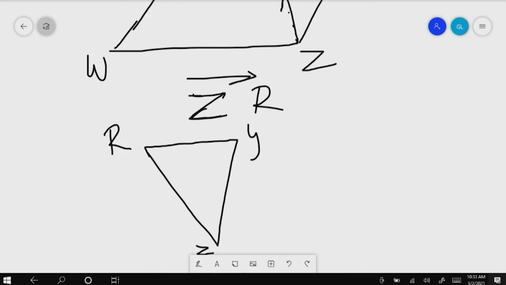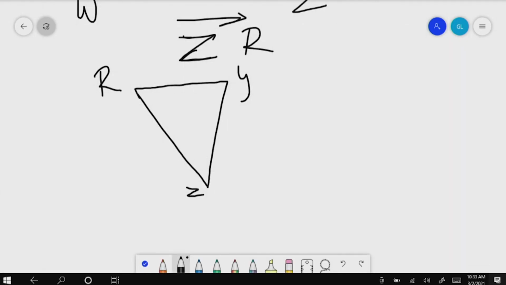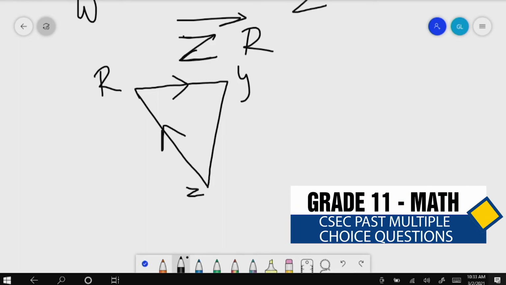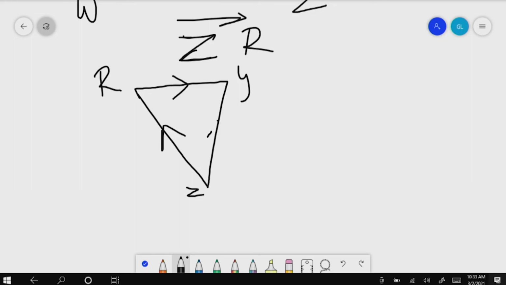We need to find vector RZ. Now they tell us that this vector is moving from Z to R. We know that it is coming from X or R to Y. And if it's moving from Z to R, therefore we have this vector is moving from Z to Y.